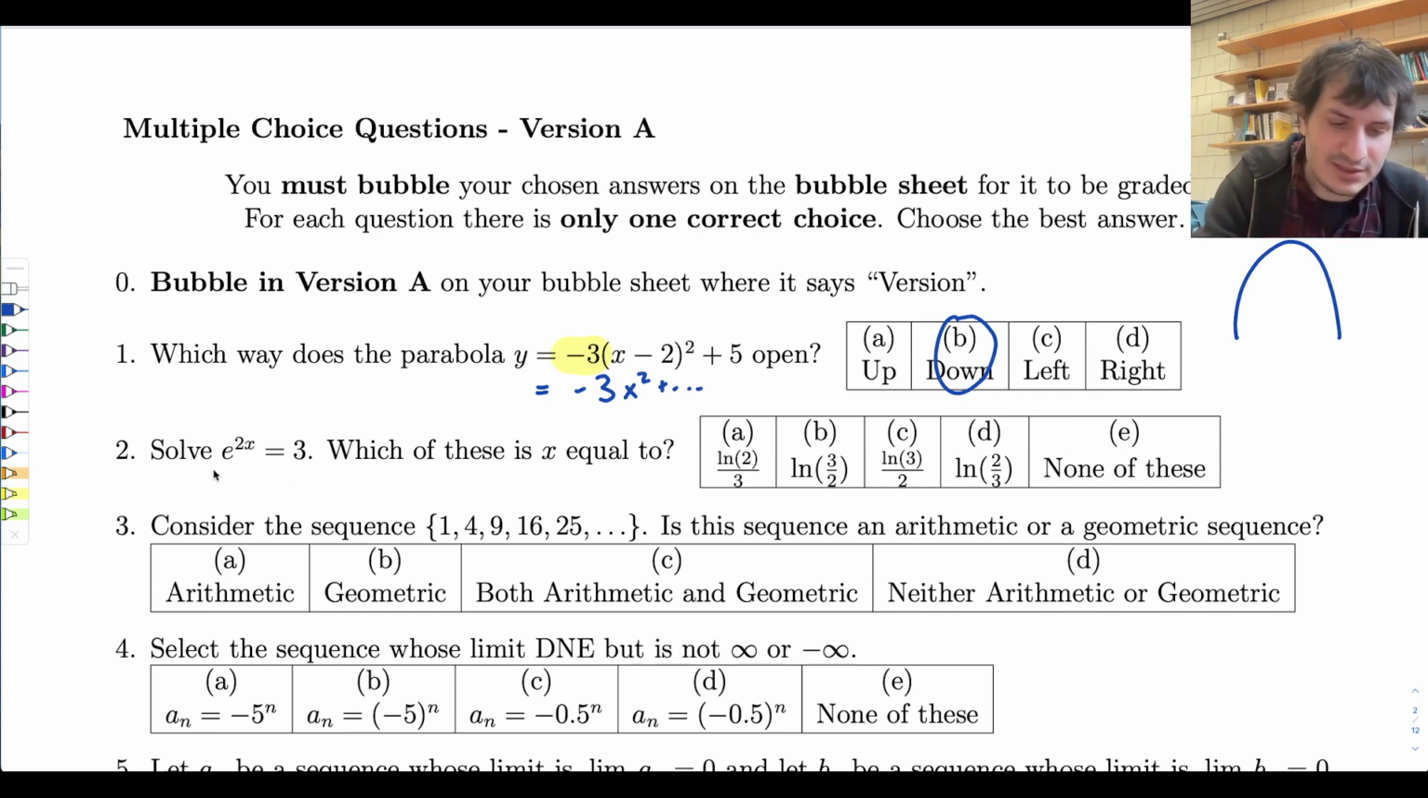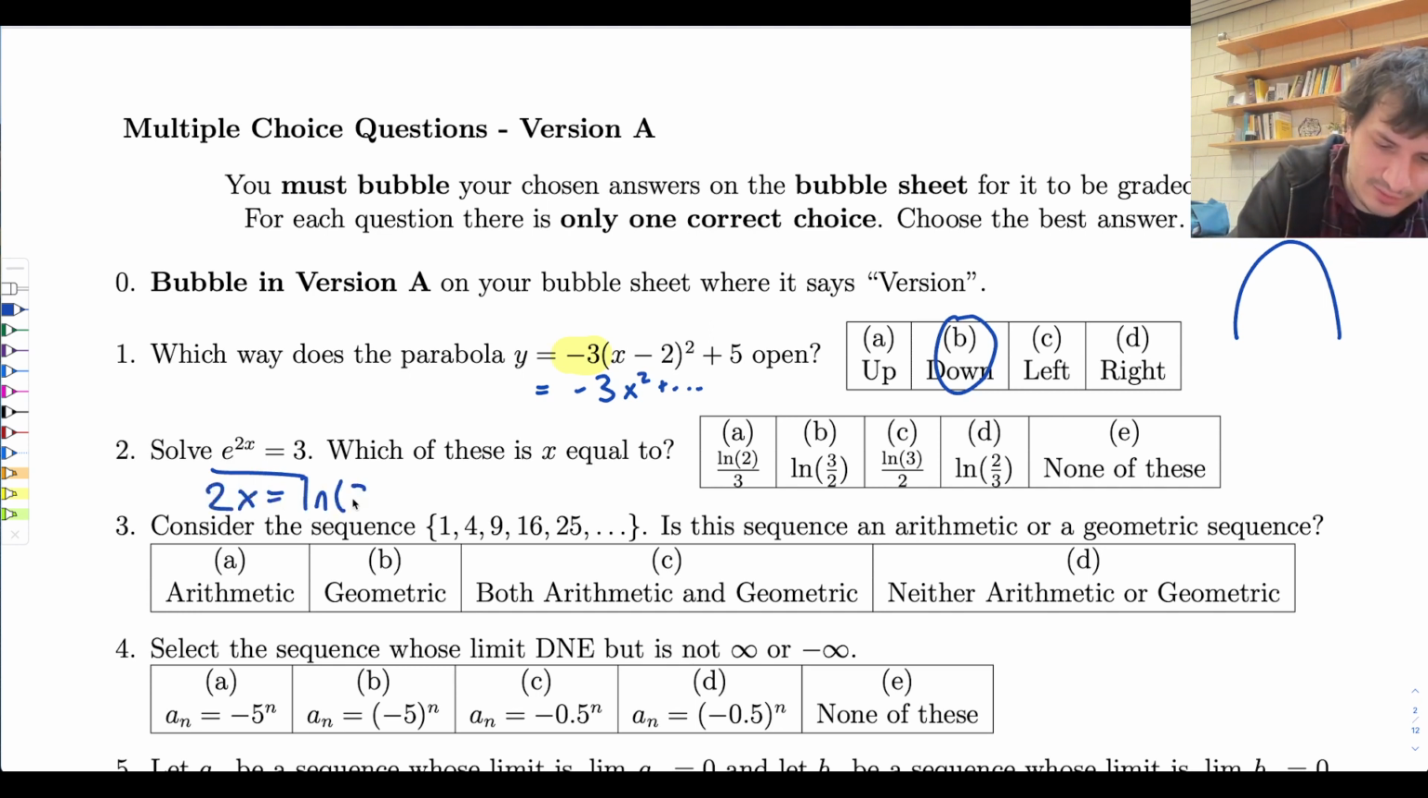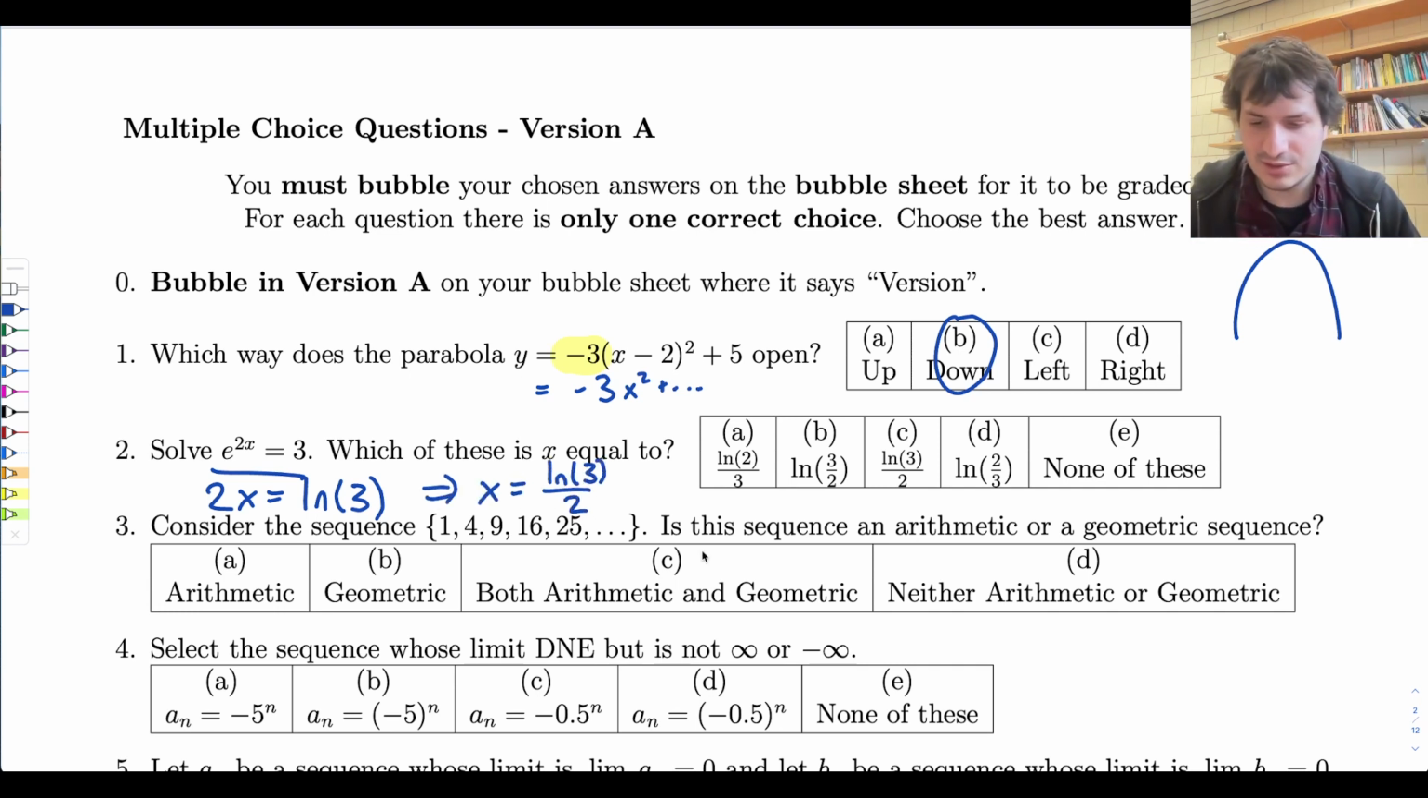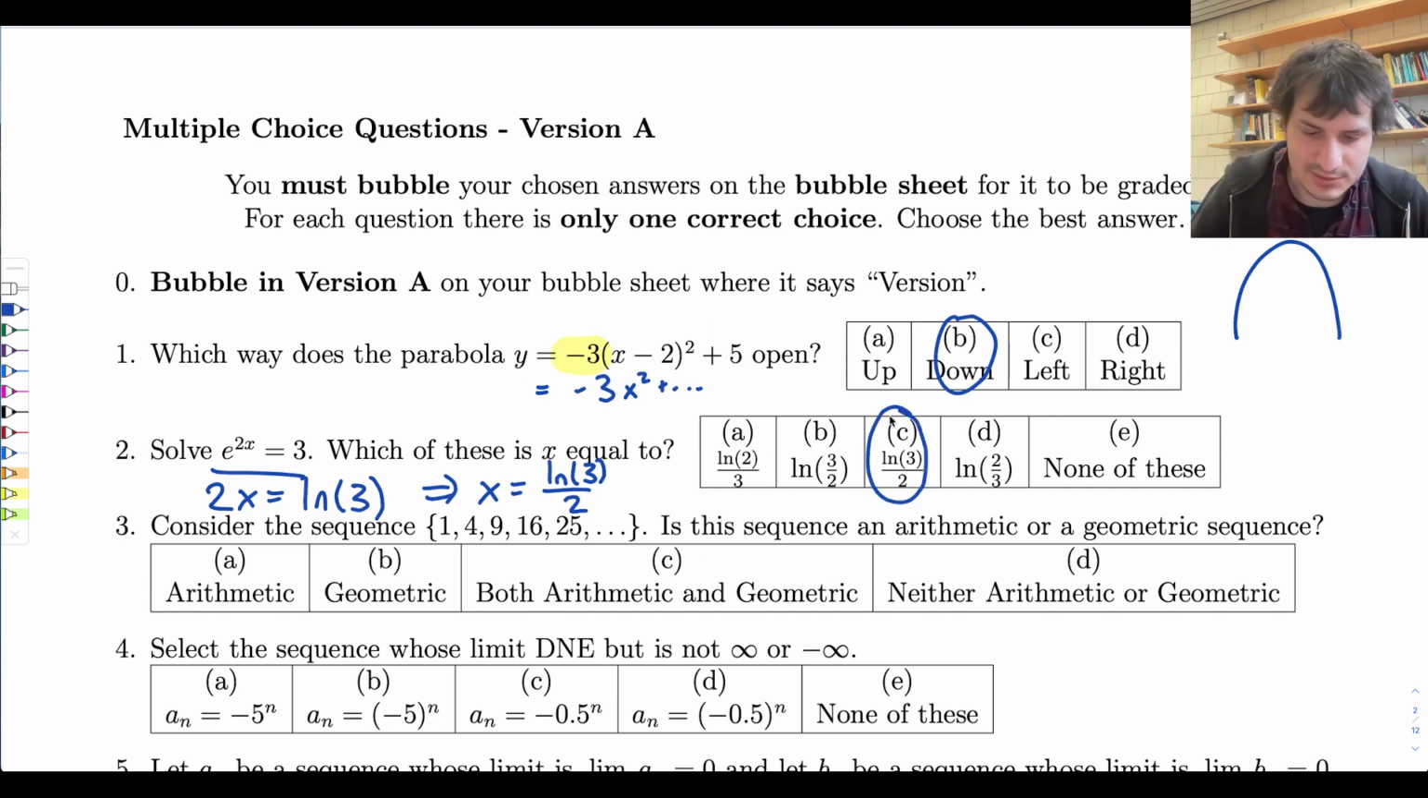Solve e to the 2x equals 3. If e to the 2x equals 3, you can take the ln of both sides to get 2x equals the ln of 3. And if 2x equals the ln of 3, then x is the ln of 3 divided by 2, moving that 2 to the other side. So the ln of 3 divided by 2, option C.